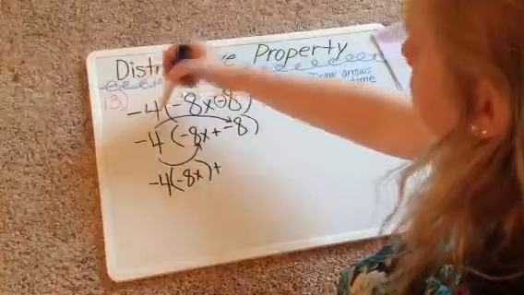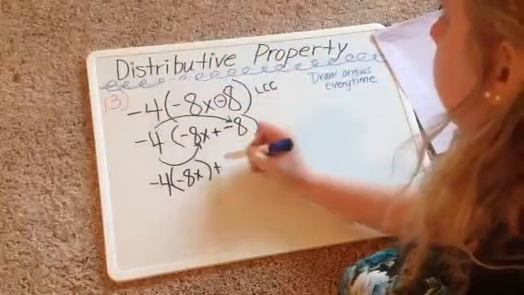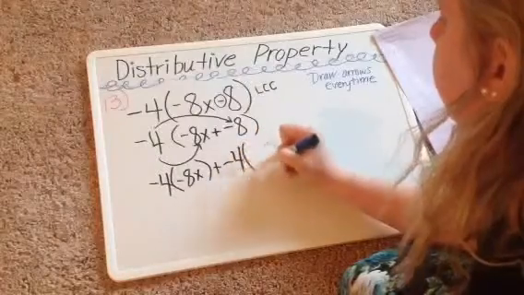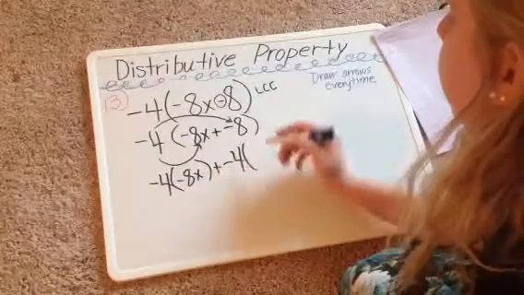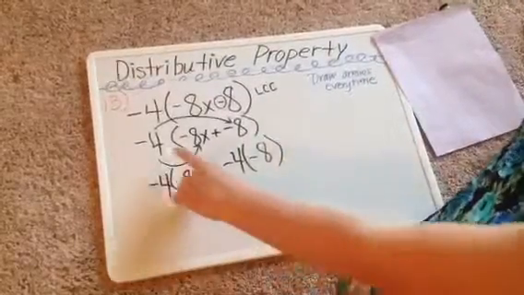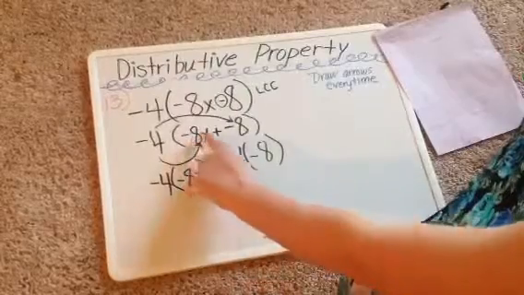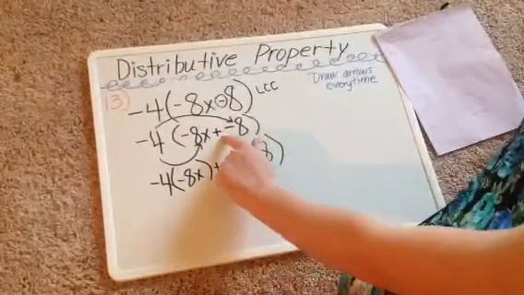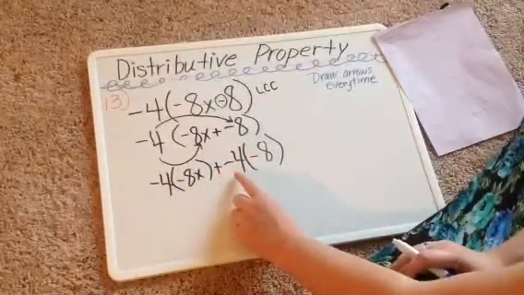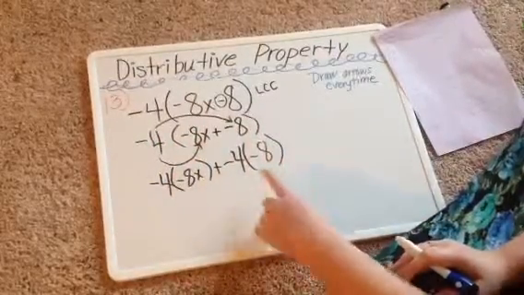So we're going to do our -4 plus our, we're going to do our -4 times -8. Okay, so we went through and we distributed this. So we have our -4 times our -8x. We brought down our addition sign. And then we distributed the -4 to the -8 as well.